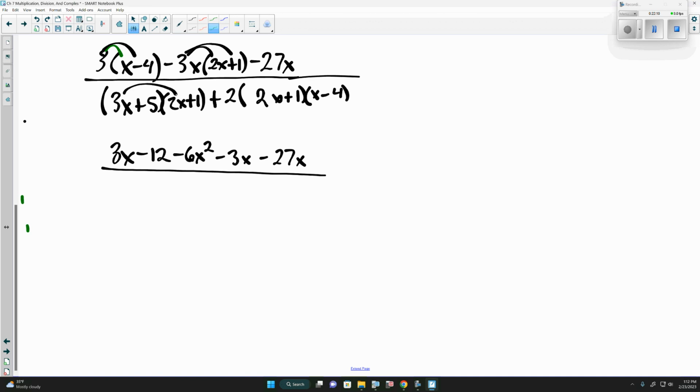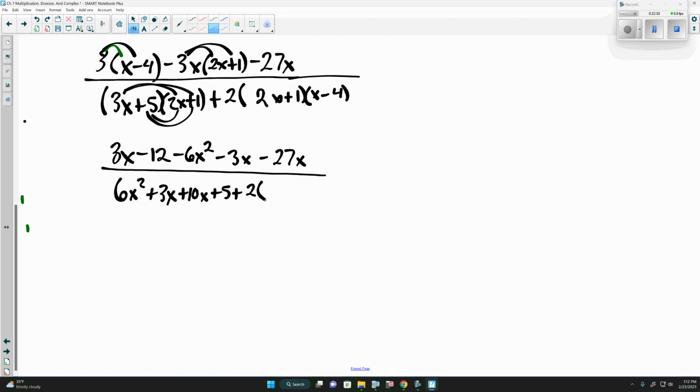Now in the denominators, we can distribute this out. 3x times 2x is 6x squared. 3x times 1 is going to be plus 3x. 5 times 2x is plus 10x. And 5 times 1 is plus 5.